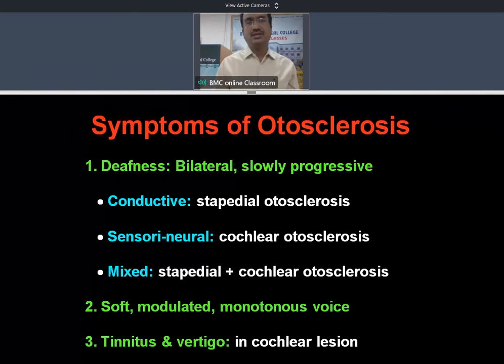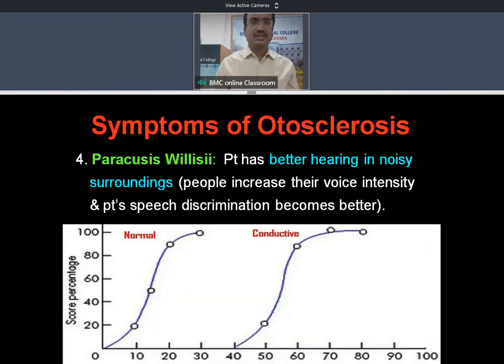So the other symptoms are tinnitus and vertigo. Very rarely we will see the tinnitus and vertigo, most commonly rarely in cochlear type of otosclerosis. But the most common symptom is conductive type of hearing loss.